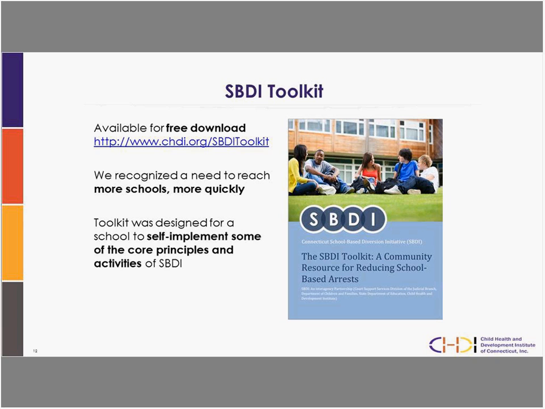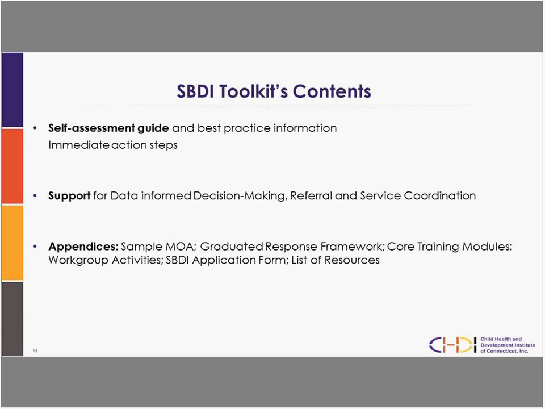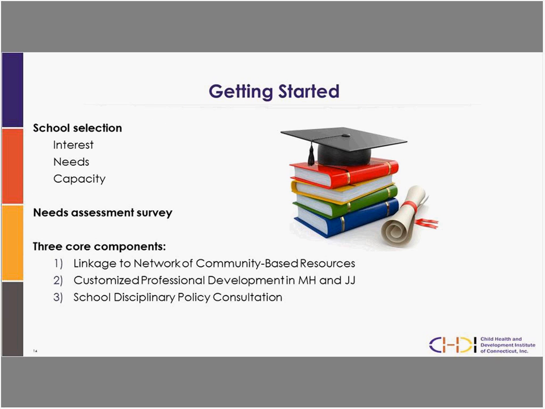So here we have our toolkit, and if we look at some contents of the toolkit, it includes a self-assessment guide, so it gives you information about how to determine yourself whether this type of model will be useful for you. It gives you immediate action steps that you can use to implement right away, and I'll give you those at the end. So support for data-informed decision-making, how to make referrals and coordinate this, and a host of appendices that give you some concrete tools. Again, I'll be sharing some of those today.